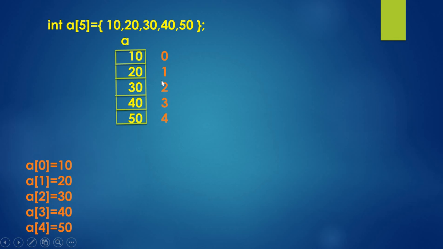Okay. Then these are the subscripts. The array elements are A of 0, A of 1, A of 2, A of 3, A of 4. Subscripts are 0, 1, 2, 3 and 4.